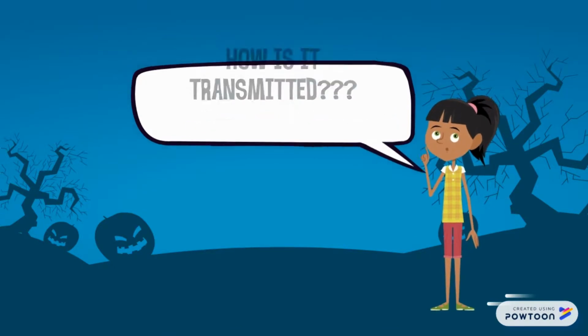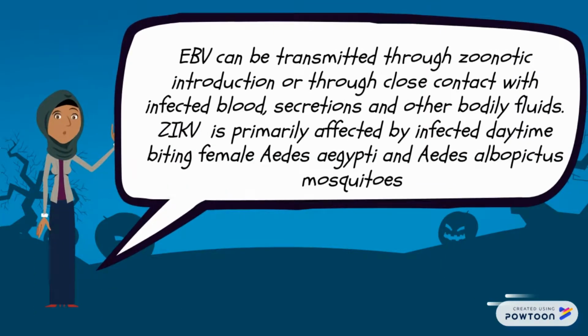How is it transmitted? EBV can be transmitted through zoonotic introduction or through close contact with infected blood, secretions, and other bodily fluids. ZIKV is primarily transmitted by infected day-biting female Aedes aegypti and Aedes albopictus mosquitoes.